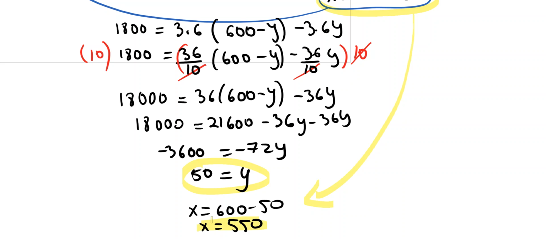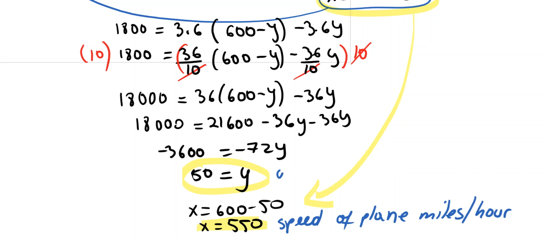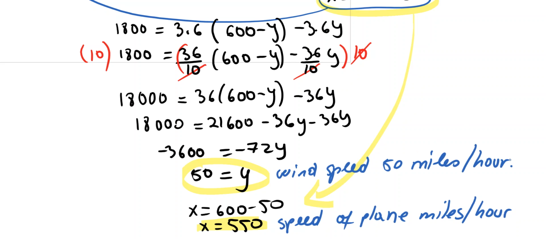All right, so what did we get? That the speed of the airplane is 550 miles per hour, and that the wind is 50 miles per hour. This is a real thing. When I flew to Portland, it took longer on the way there than on the way back. So yeah.